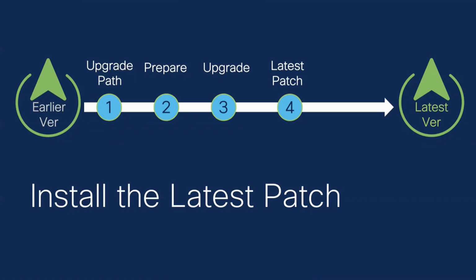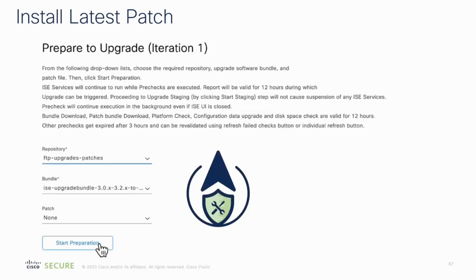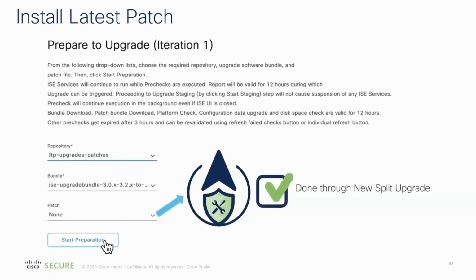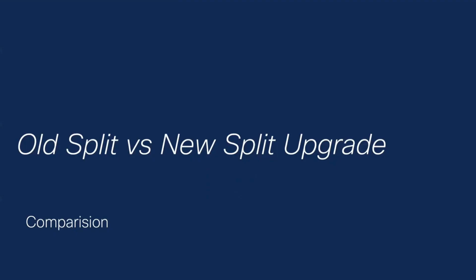Now let's talk about, as part of your upgrade journey, the fourth step, latest patch. You remember this one? In the old split upgrade method, you got to upgrade your deployment and then apply the patch. But in the new split upgrade method, you can even choose the patch during the upgrade process itself. What is it going to do? It's going to upgrade your deployment and apply the patch, which will eliminate another administrative task. So that is another advantage over the old split upgrade.